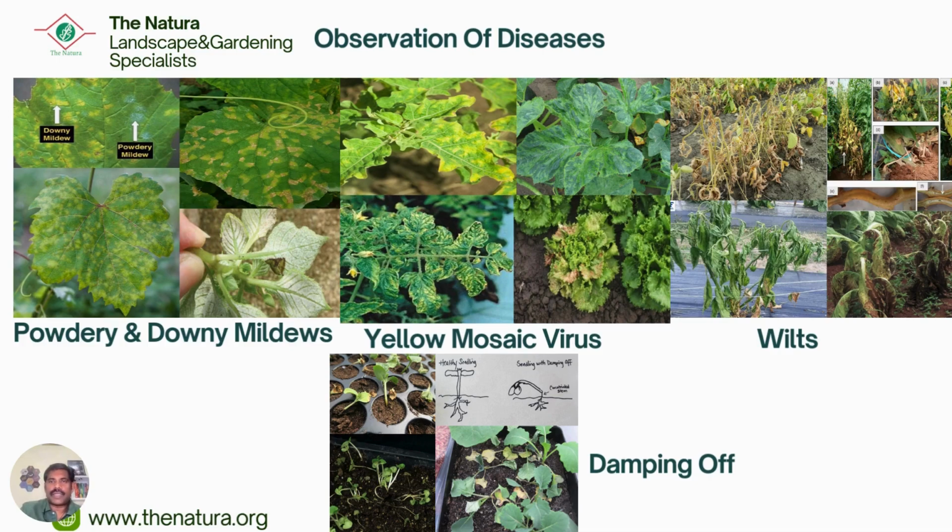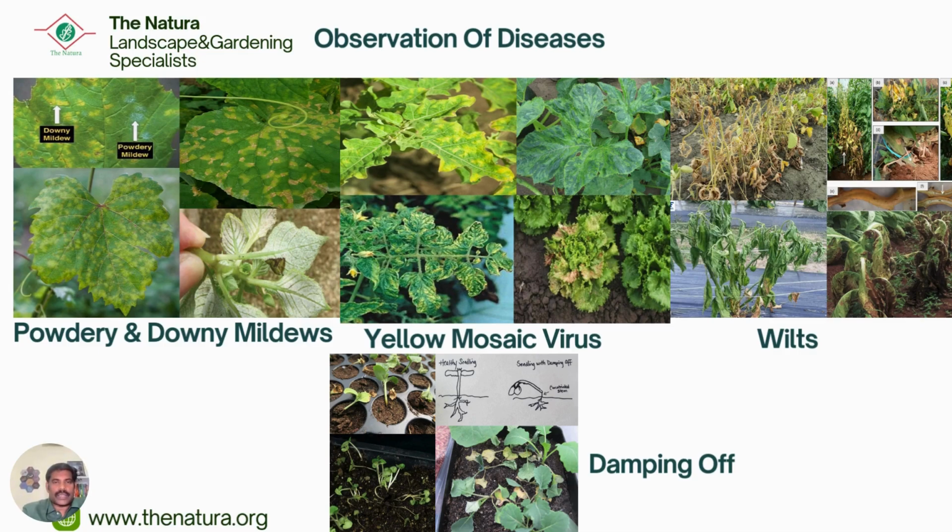Wilts, we have already discussed about wilts. Fusarium wilts kind of wilts are mainly caused by fungus and bacterial infestation. And this is also mainly formed because of poor water management. If you have better control on that, you can have control on this, and on damping off.